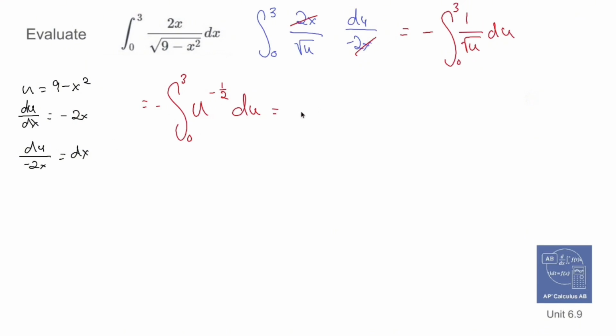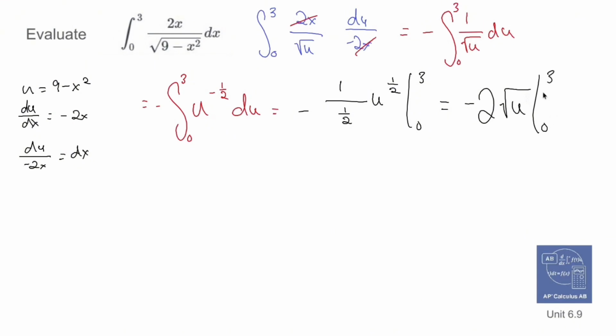Negative is lingering. Okay, the antiderivative is going to be 1 over negative 1/2 plus 1, which is a positive 1/2, times u to the negative 1/2 plus 1, which is positive 1/2. My limits of integration are still going to be 0 and 3, but with the x's. Okay, so let's clean this up a little bit. Let's bring that 1 over 2, flip it and multiply it to the top to get you negative 2. Let's rewrite this back as the square root of u, with my limits of integration being 0 and 3. But again, my limits of integration are 0 and 3 for the x, not the u.